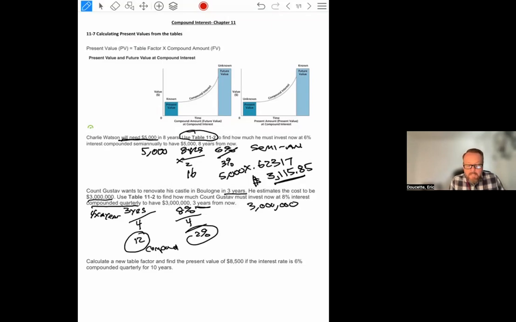I'm not going to open the table again just because I don't want to have to erase everything I've done. So I'm just going to look at it here. I have it in my book. So I'm going to look at 12 periods and go to 2%. And the value comes out to 0.78849. I would multiply the $3 million by that amount. Doing the math on that, the answer comes out to $2,365,470.